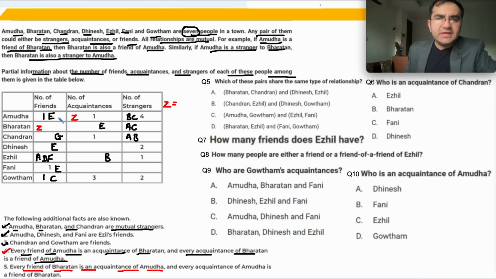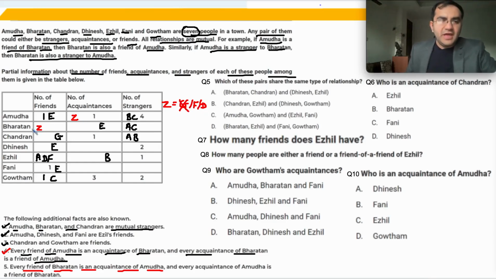B, C, E are done. G is left. F is left. Or D is left. G, F and D are left. Z कौन हो सकता है? Who can be Z? ठीक है. So for example, if Z is G, if B is friends with G, G should be friends with B, but that's not possible because G has only one friend C. तो ये यहाँ पर G नहीं हो सकता.